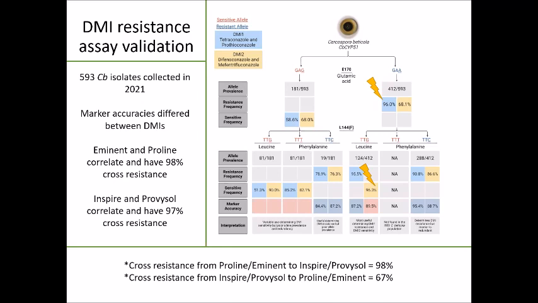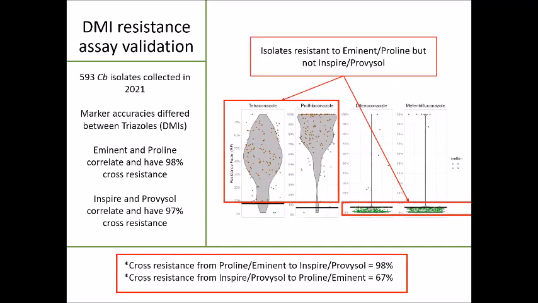Now, one of the interesting things we noticed when working with this data is that not all DMI resistance is the same. And that was very evident by the fact that we saw that cross resistance between the four DMIs we tested, Proline, Eminent, Inspire, and Probosol, is not the same. And so this is the first line of evidence we have that there might actually be two classes of DMIs, which we've been arbitrarily calling DMI1 and DMI2, with DMI1 containing tetraconazole and prothioconazole, which would be Proline and Eminent, and difenoconazole and methylfluconazole being DMI2.